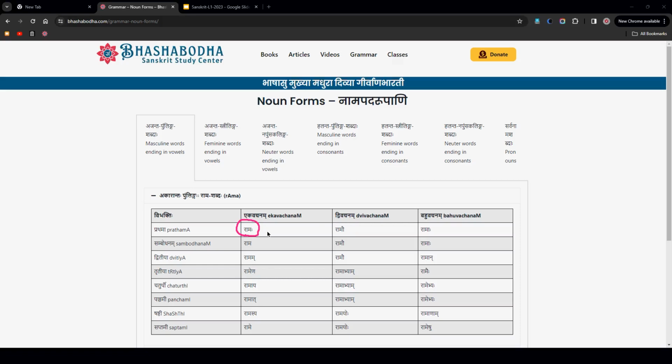So if there is one Rama, we use Rama in this Ekavachana form. If there are two Ramas, then we use the Dvivachana form. If there are many, more than two Ramas, then we use the Bahuvachana form. Similarly, Balaka means boy, if there is one boy, we use the form Balaka. If there are two boys, then we use Balakau. And if there are more than two, then we use Balakaha. So this is the structure in Sanskritam, three numbers.